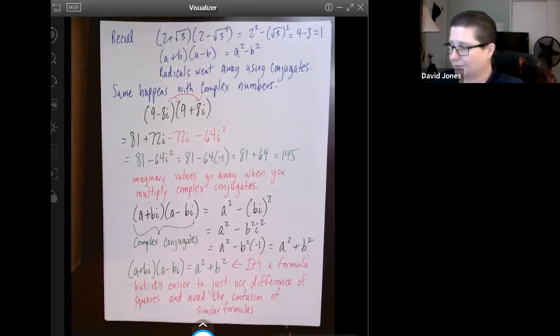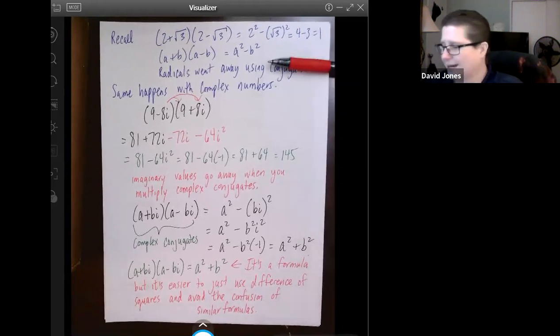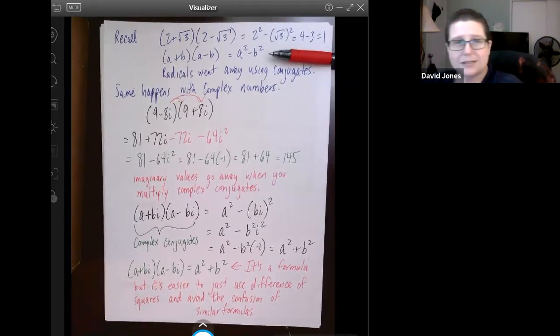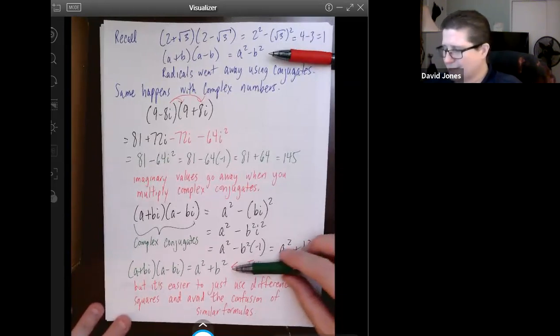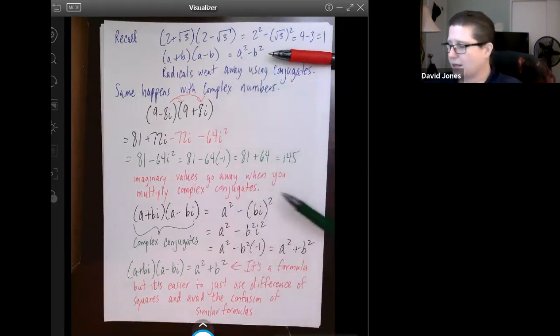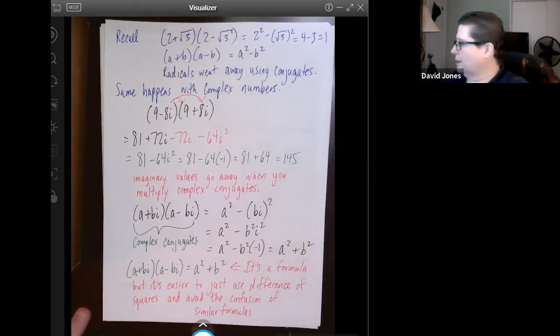And they are similar. Look, up here, I've got a plus b times a minus b is a squared minus b squared. That's our difference of squares. And here I've got a plus bi times a minus bi is now a squared plus b squared. They're similar. Having the i in the parentheses on the b terms makes the end result positive rather than negative. It's easy to mix these up if you try to do that. It's easier just to stick with the difference of squares and recall that i squared equals negative 1. You need to know that anyways. No point coming up with a third formula.